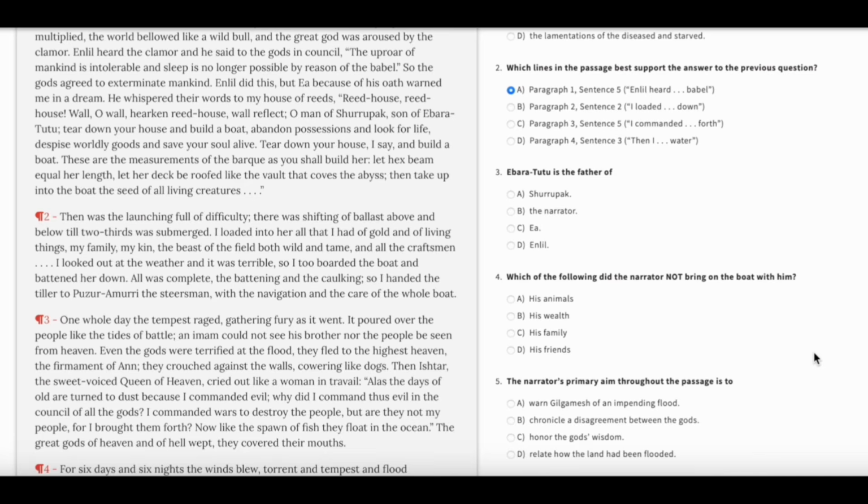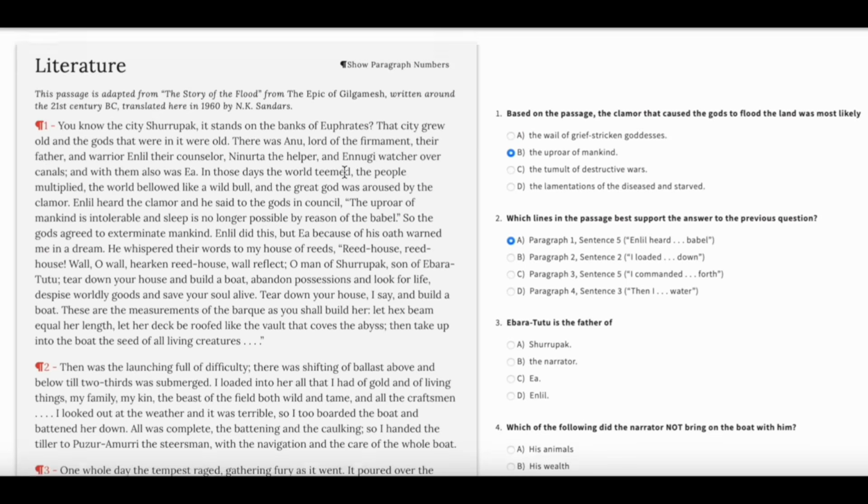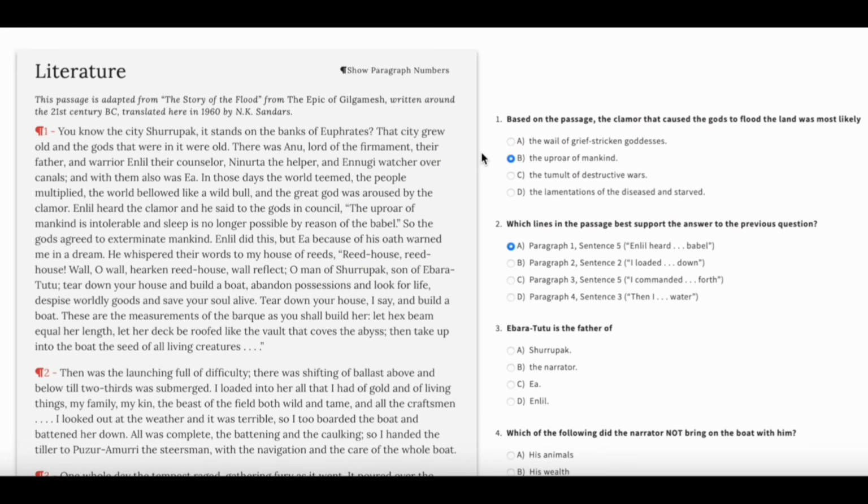Are you familiar with Where's Waldo? Is that a thing kids your age are familiar with? I know I've heard of it. But you've never played it? It's a book, I guess, right? It's this book where there's this guy you're trying to find, with a striped sweater and a hat, and you're trying to find him in a picture with 200 other people. That's Where's Waldo. So all we're doing is going through the passage here and looking for the name Ibarra Tutu to figure out who he's the father of. Does that make sense? Yeah.